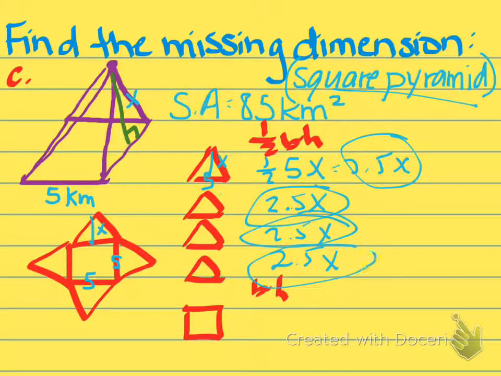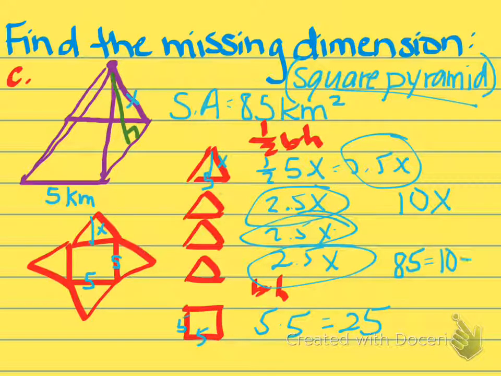So 2.5x, 2.5x, 2.5x, and one more. Now doing the square, base times height is 5 times 5, which is 25. No x. Now we're setting it up. We can combine our 2.5 plus 2.5 plus 2.5 plus 2.5, and that's going to be 10 x's altogether. To set up my equation, they told us the surface area is 85. Then we set that equal to 10x plus 25.